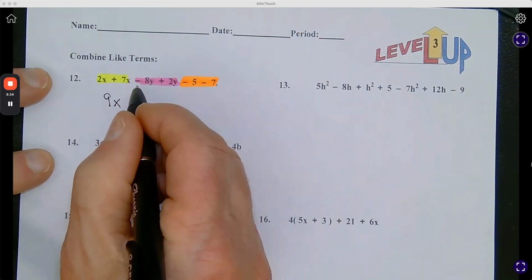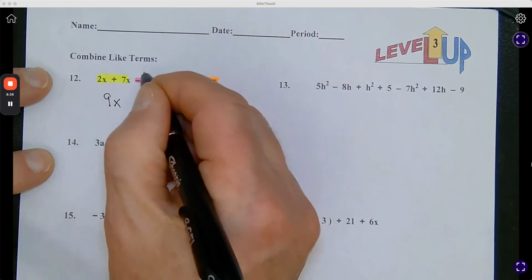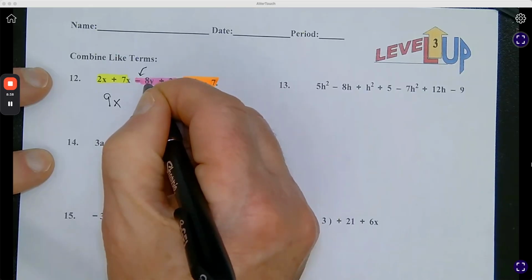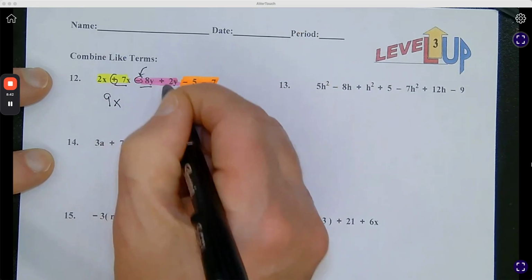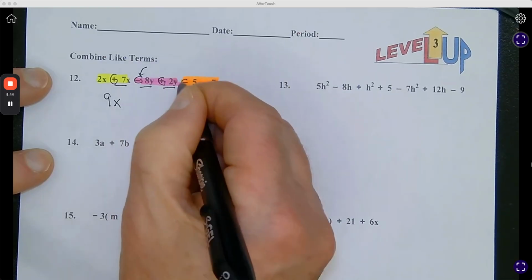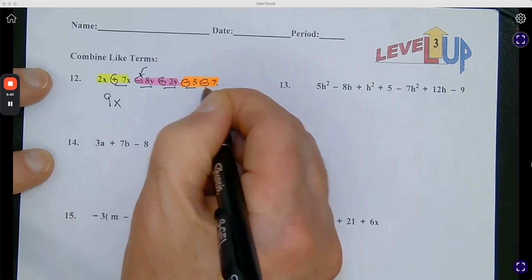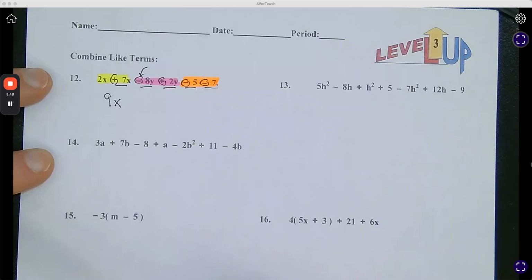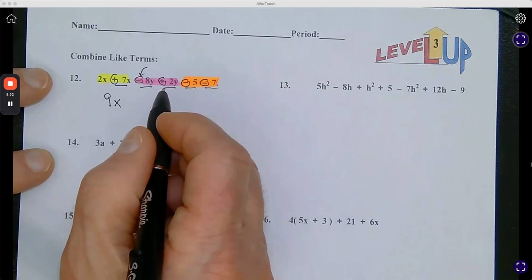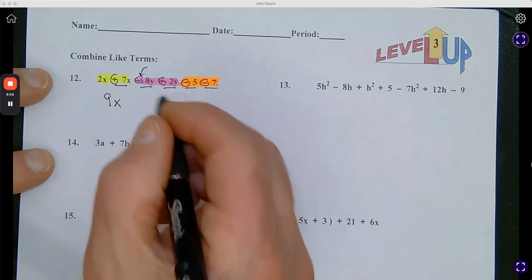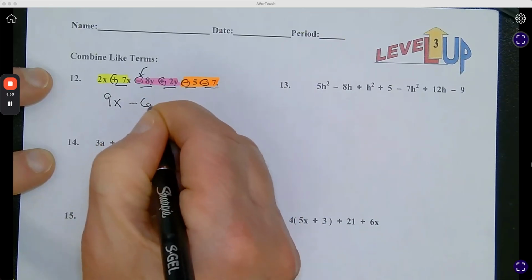I have negative 8 plus 2. That's why it's important you take the operation in front of a term, right? That operation goes with that. That operation goes with that. That one goes with that. They stay together. They're connected. Negative 8y plus 2y is negative 6y. I have more negatives than positives.